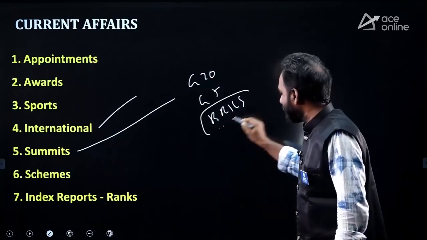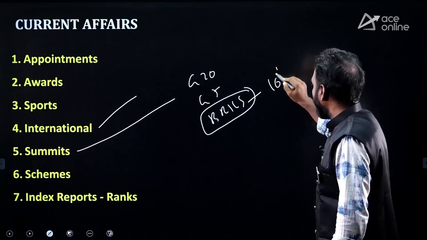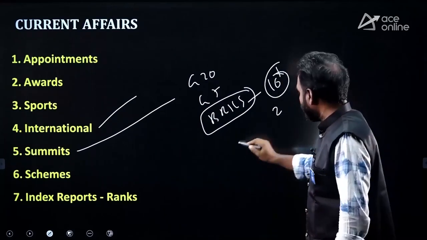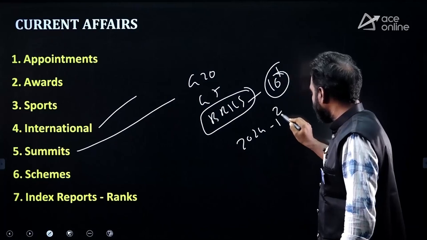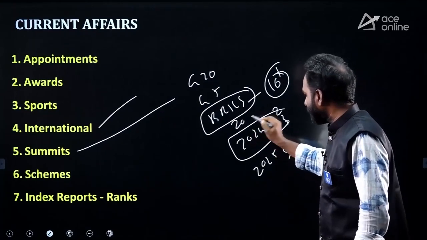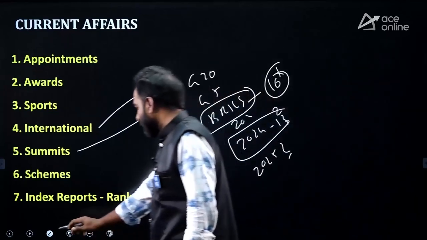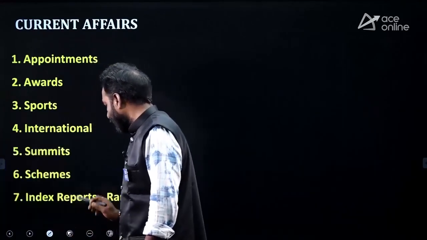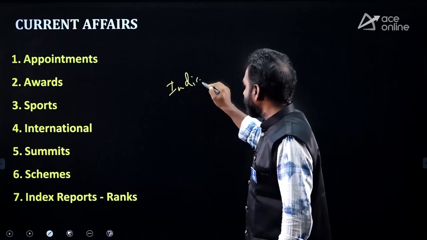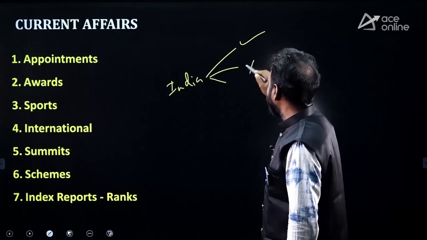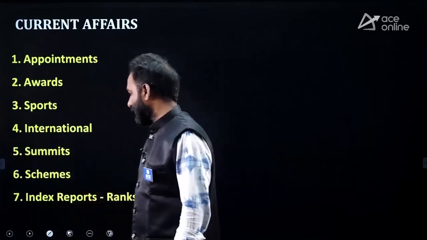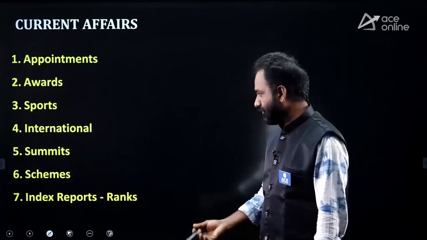Suppose a BRICS summit has happened. Now you have to remember which number summit it was, where it happened, the venue. For example, in 2024, the 16th summit. Where will the next summit be held, in 2025? What about the previous summit? Is India a member of G20? Is India a member of UNO? Is India a member of WTO? Like that, you have to remember about India also. India is a member, India is not a member. So you have to know about all the international summits and their themes and venues, future venues.